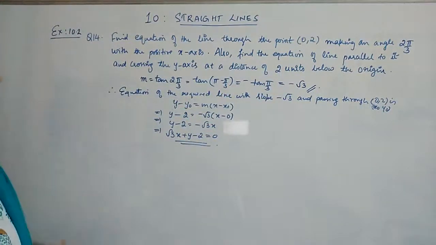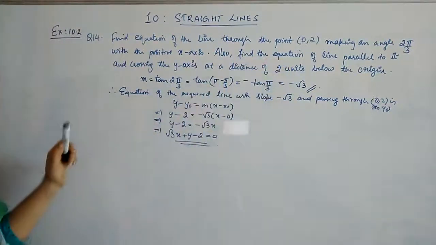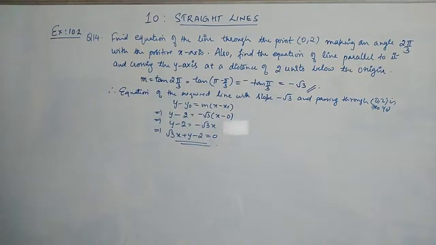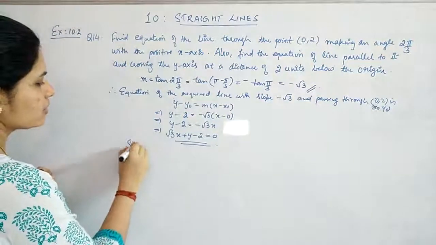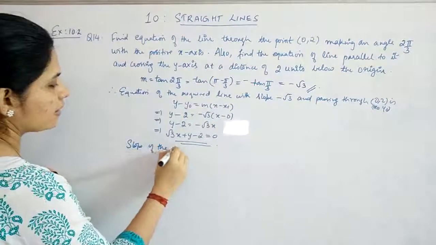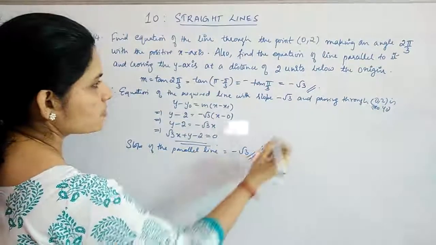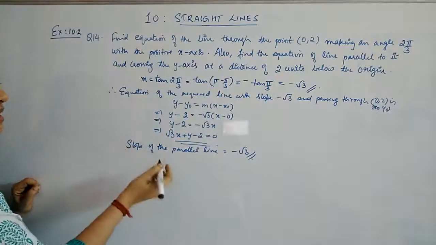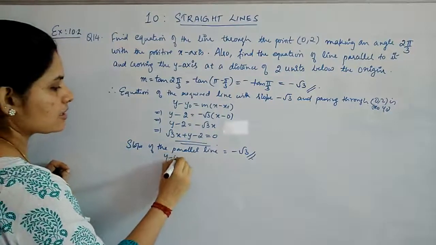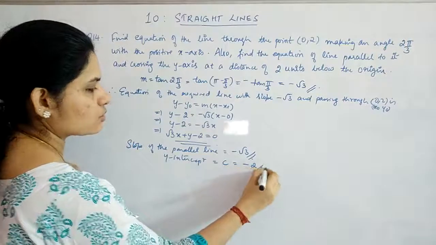Now one more thing: since this line and the required line are parallel, and we know that for parallel lines the slopes are equal, the slope of the parallel line will be the same slope which you got for the other line. And you have c, that is your y-intercept, given to be minus 2.